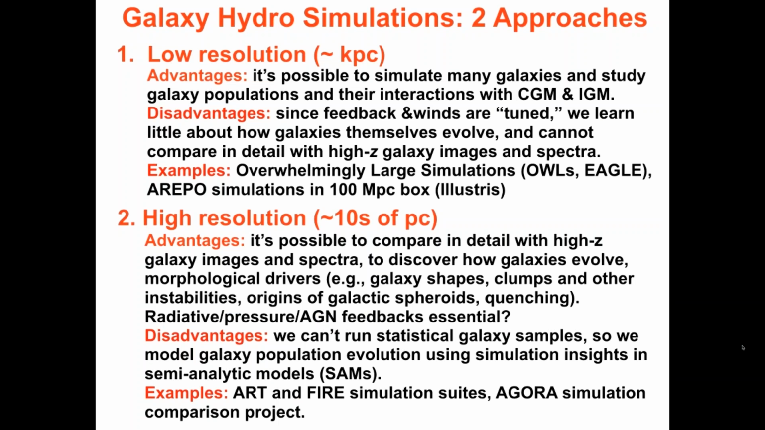The low-resolution approach is represented by the OverWhelmingly Large Simulations Eagle project, or the Arepo code simulations, the Illustris project. These are large volumes, in the case of Illustris, a 100 megaparsec cube, with about 10,000 galaxies resolved. But they're not very well resolved. The resolution is only about a kiloparsec. The thickness of galactic disks is a small fraction of that, maybe 100 parsecs. And so these simulations are not really resolving the disks within which many stars form, for example.